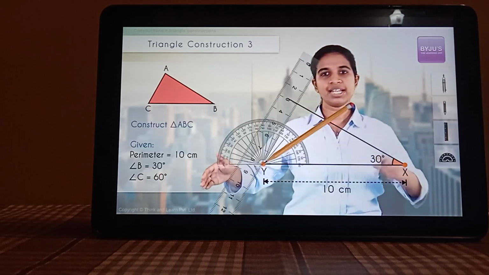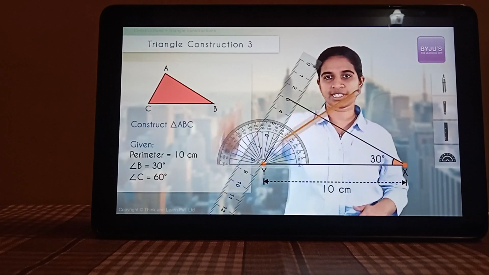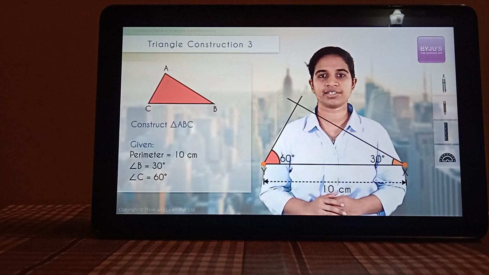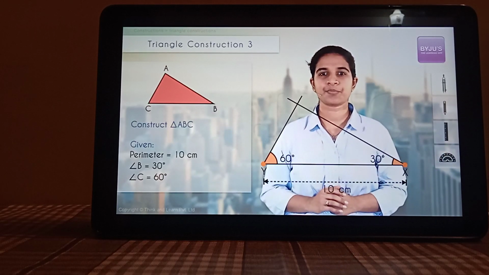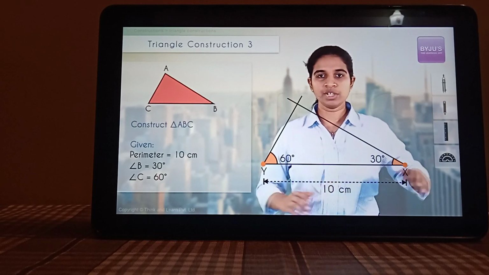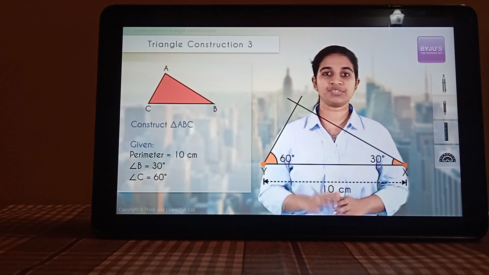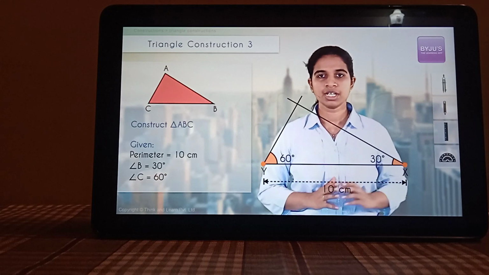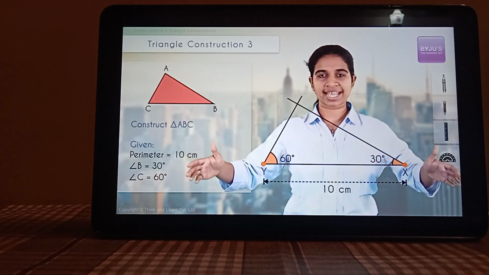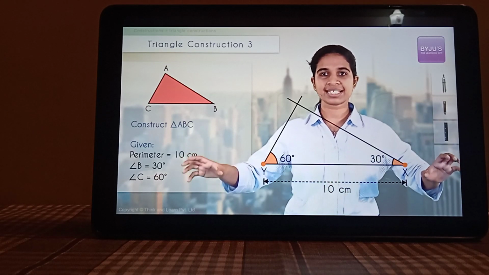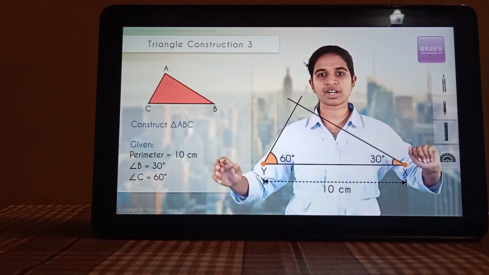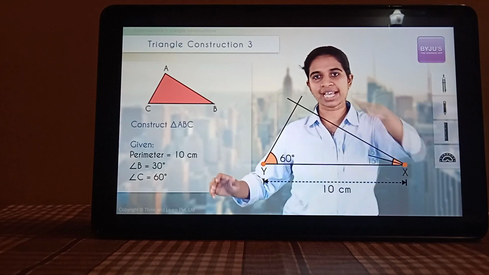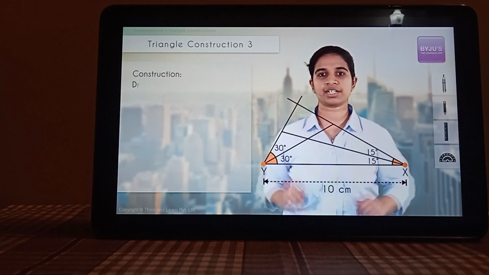So let's draw an angle of 30 degrees here. And at Y, let's draw angle C, which is nothing but 60 degrees. Let's draw an angle of 60 degrees here. So we have the perimeter, we have angle B, and we have angle C. Now what we need to do is bisect these two angles. We have to bisect angle X and angle Y, right? Draw the angle bisector. We've already seen how to construct an angle bisector. You'll draw the angle bisector of X and the angle bisector of Y.